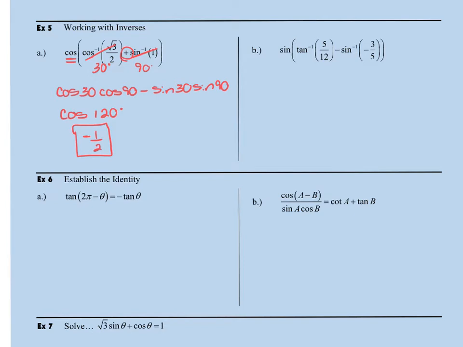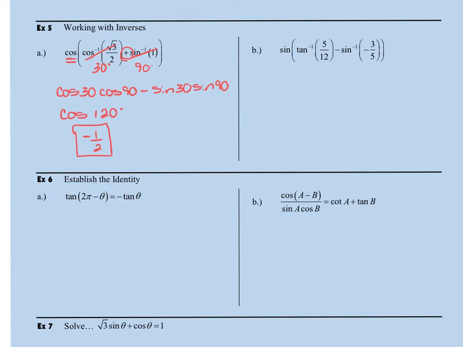Now, the next problem is not going to be so easy for us to do that because when we look at both of these inverses, we have inverses that are not from our unit circle. Now, there is a possibility of combining these two types of problems. One of the angles could be something from the unit circle, and then one of the angles could be just a triangle like we're going to see here.